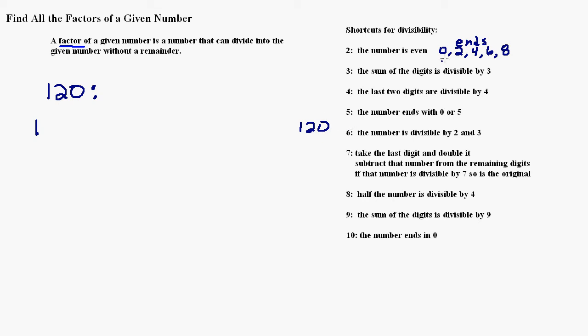Okay, so then the next one's 2, right? Because 120 is even. So 2 goes into 120. Now, what times 2 is 120?